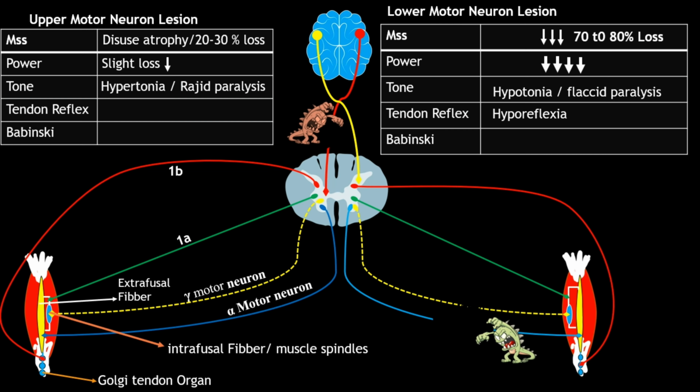Opposite to that, in the upper motor neuron lesions, when you hit, it sends back to the spinal cord through the 1A fibers, and it asks the motor neurons, and they release acetylcholine, and we have the tone. So in the upper motor neuron lesions, we have hypertonia, we have hyperreflexia. When you hit with the hammer, you will have hyperreflexes, brisk reflexes.